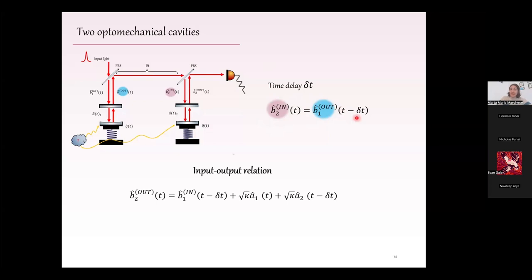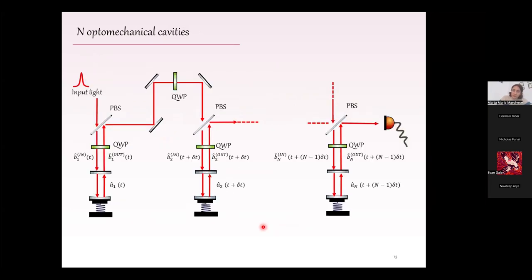And then again, by iterating the input-output relation, we are able to express the output field of the second cavity as the sum of the input field, so the light we decide to inject, and then we have a sum of fields that are in the cavities. So this is the full scheme.